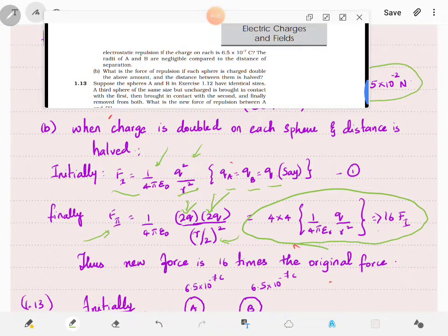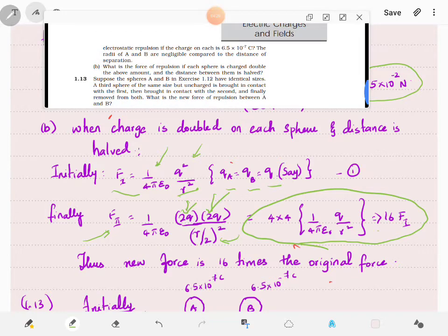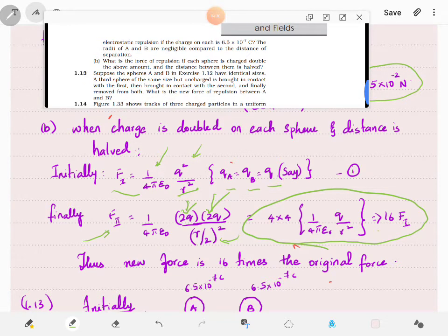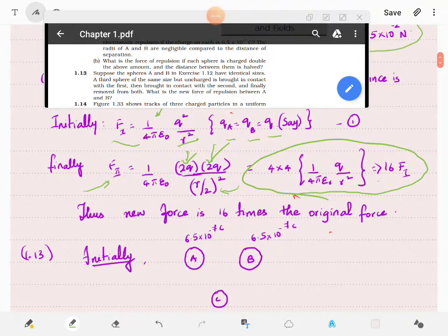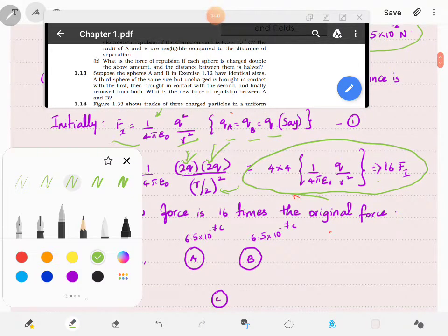Suppose the spheres A and B in exercise 1.12 have identical sizes. A third sphere of the same size but uncharged is brought in contact with the first, then brought in contact with the second, finally removed from both. What is the new force of repulsion between A and B? Right, that's quite a mouthful of a question, but let me break it down for you. So initially, take a look here. We are given, let me change the color here.